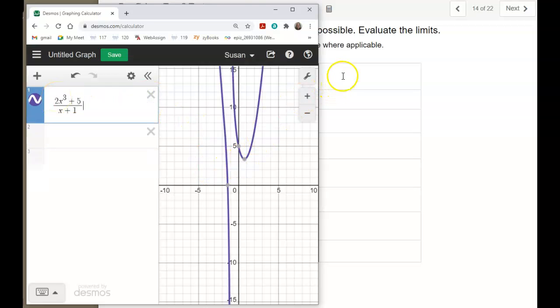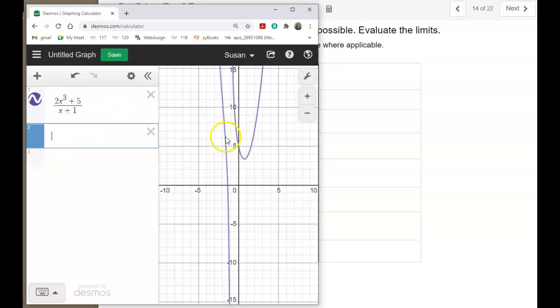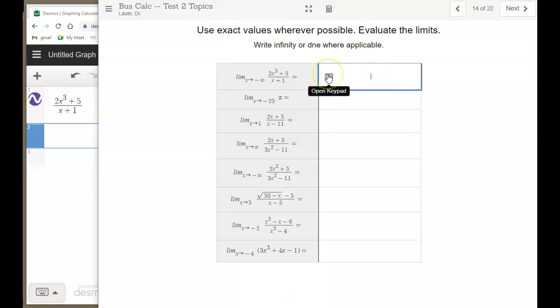And I can see I'm looking for the limit at negative infinity. So it's asking what happens to this graph, and it looks like it keeps going up and up and up. So this would be positive infinity. There is not a limit, so technically you could write does not exist, and you get a check for that also. But the best answer is positive infinity.